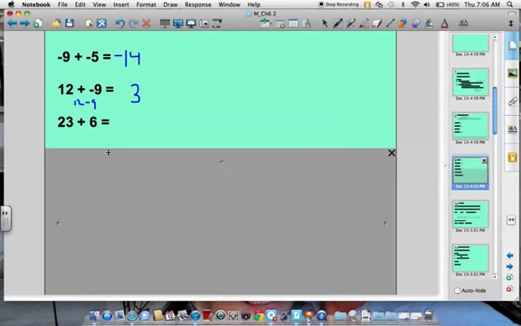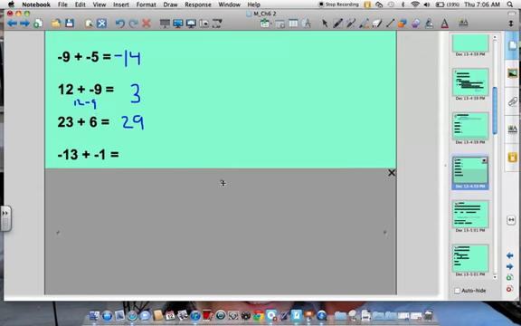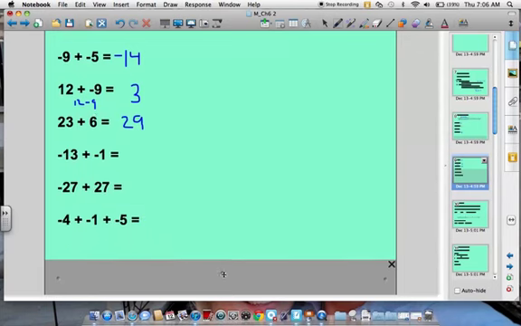The next example, 23 plus 6. They're both positive. This is like a problem you saw since you were in about probably first or second grade. So I add like I normally would. 23 plus 6 gives me 29. And it's positive because both of them are positive. These are the next three. Please hit pause and try them on your own, and then continue to find out the answers.